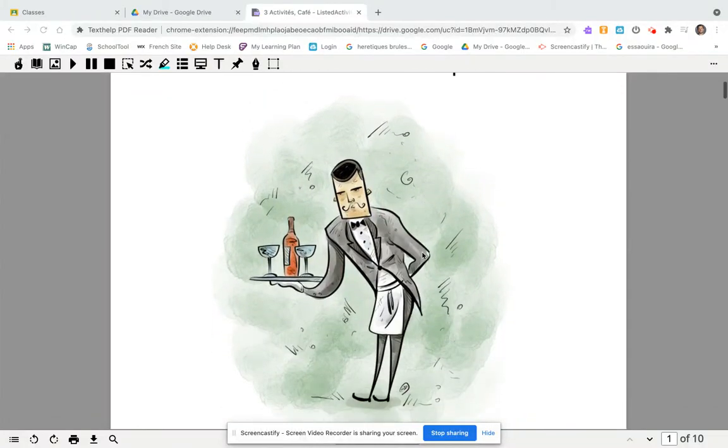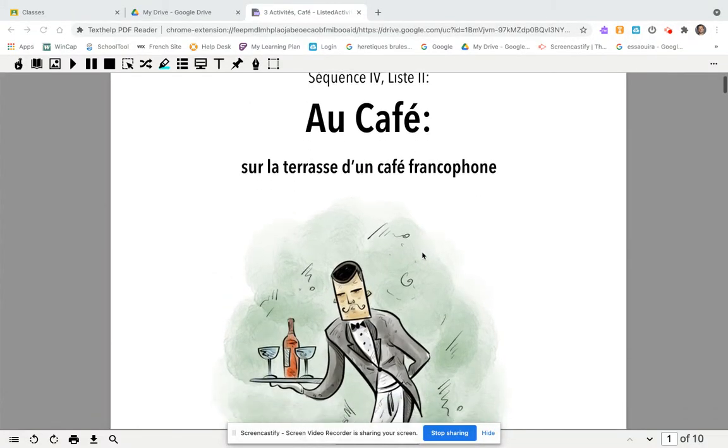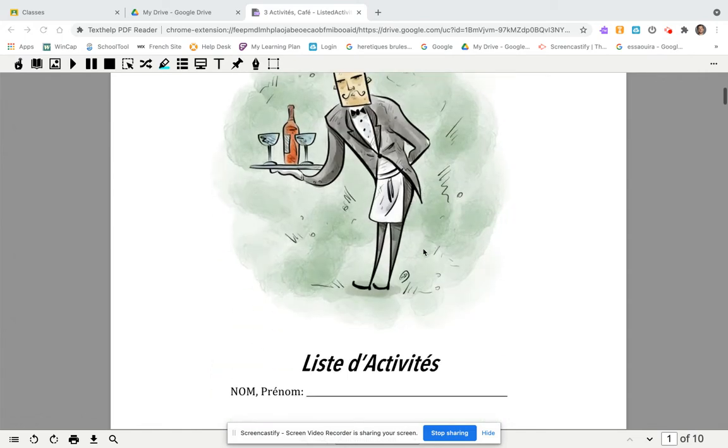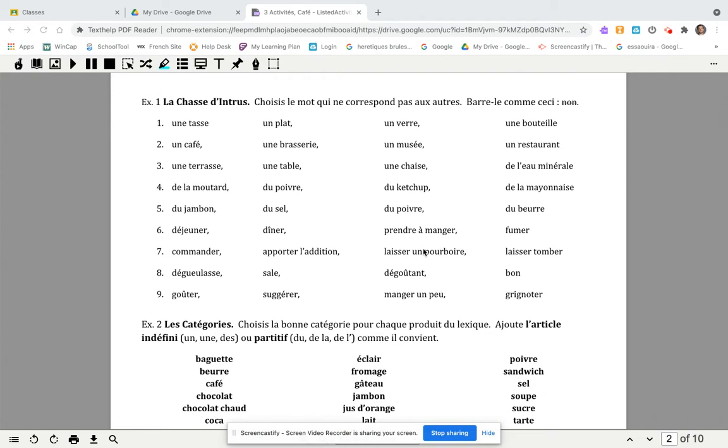Okay, bonjour. So now we will look at our next packet, 4.2, la liste d'activités au café. So starting with exercice 1, you've got la chasse d'intrus. You know what to do here, but I'll do the first one with you, as always.